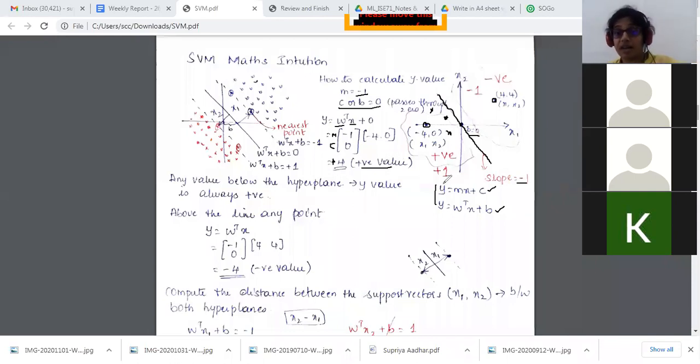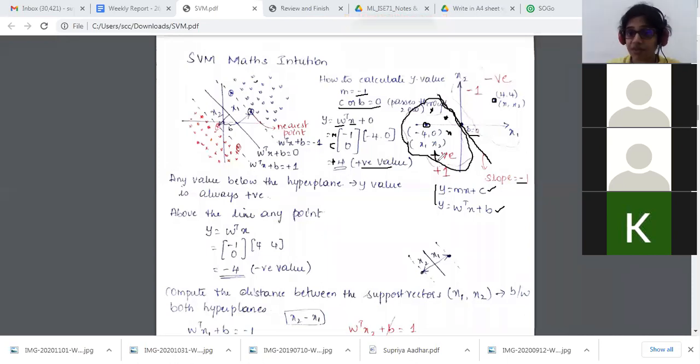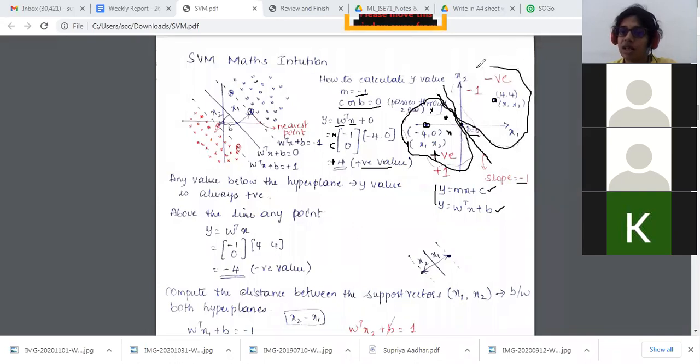So any data point which falls below this line is going to be positive. I'm just trying to analyze what I have, because I got a positive value. All the data points that fall below the line are positive, and all the data points which fall above this line are going to be negative.